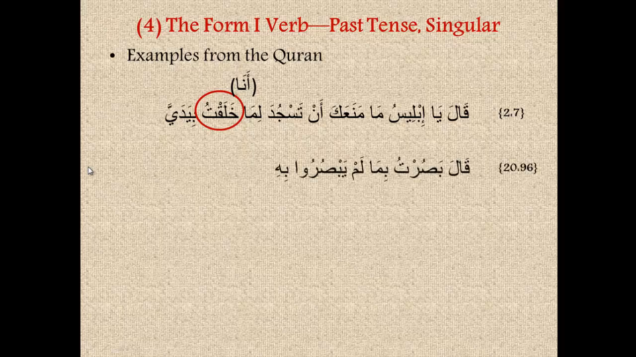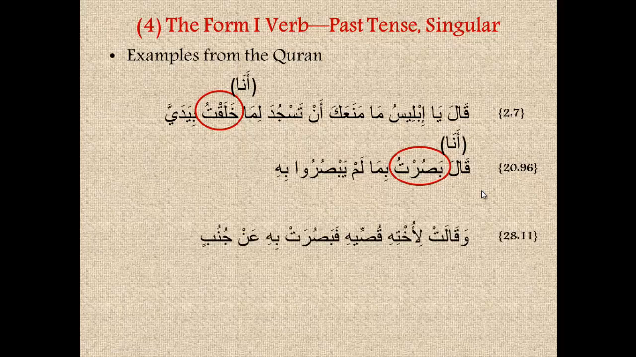Next example, Allah says in verse number 96 of Surah Taha, number 20, قَالَ بَصُرْتُ بِمَا لَمْ يَبْصُرُوا بِهِ. The verb here is basurtu, basurtu. This is conjugated for ana because of the tu at the end, the ta with the dhamma at the end, basurtu, conjugated for ana. And the pattern is fa'ultu, fa'ultu, in which the middle root takes a dhamma.